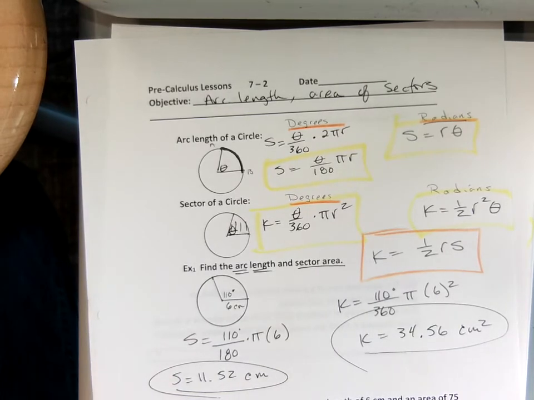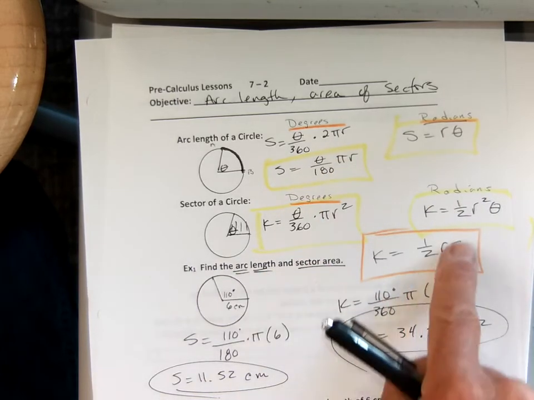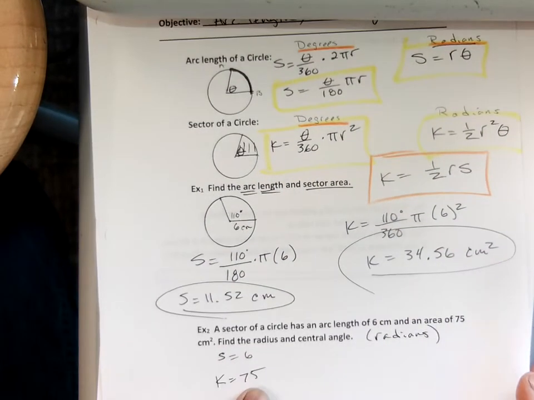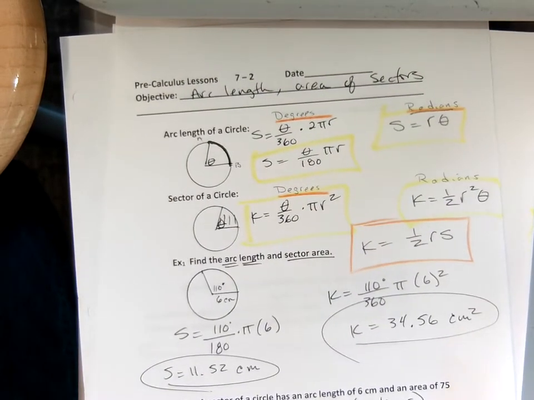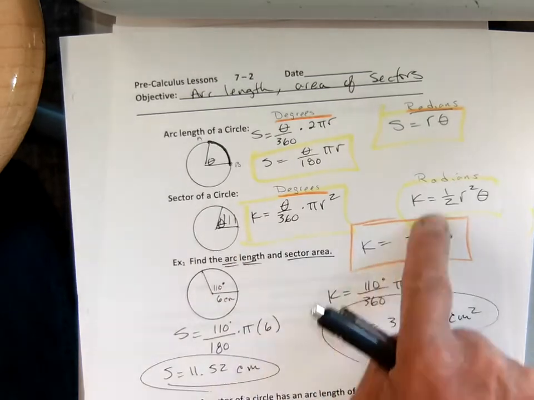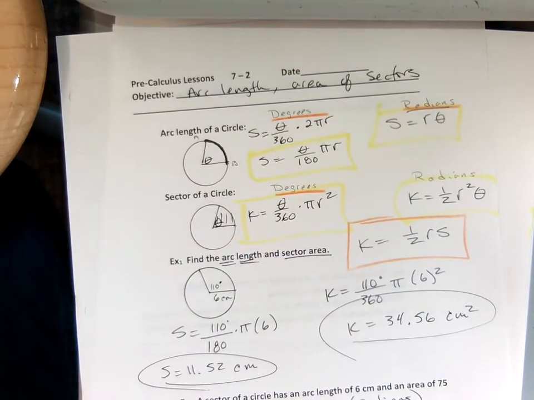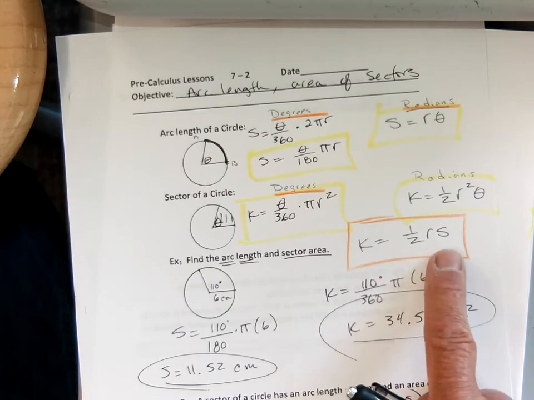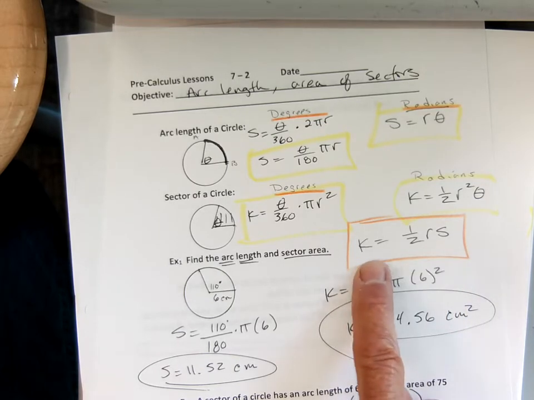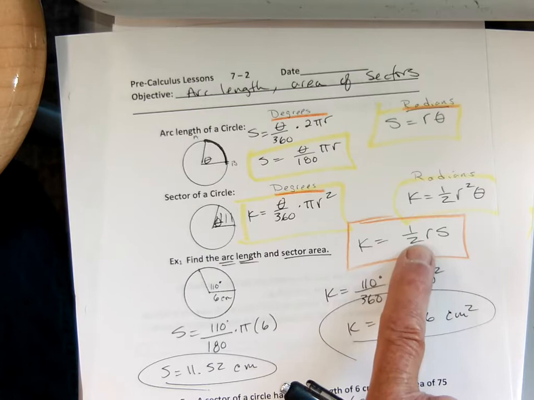S is 6 and K is 75, and I want to find the radius, which of these formulas do you think would work for us? Okay, we have S and we have K. S and K. Which of these 5 formulas would work for us? Okay. How about that one right there? Is that a good one? I know my S. There's 6. K is 75. I can find the radius, right?